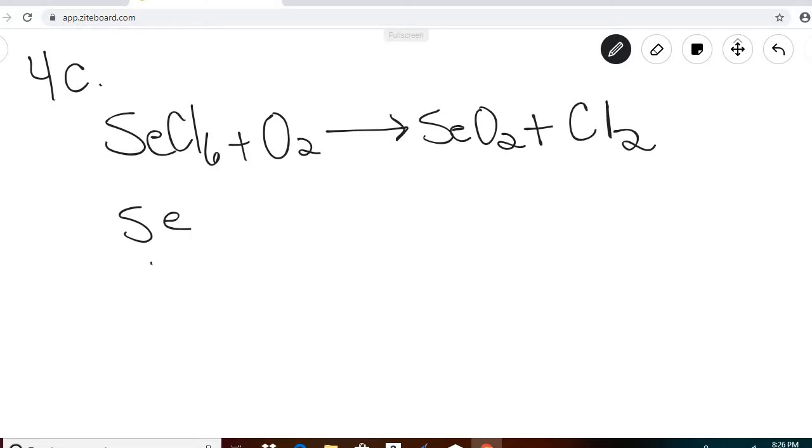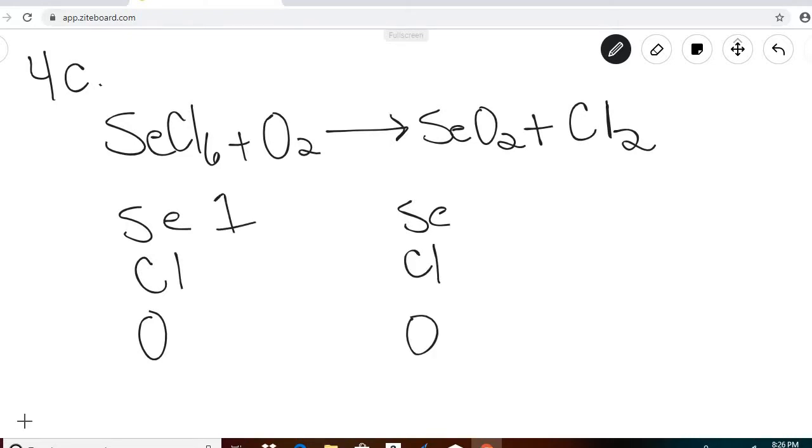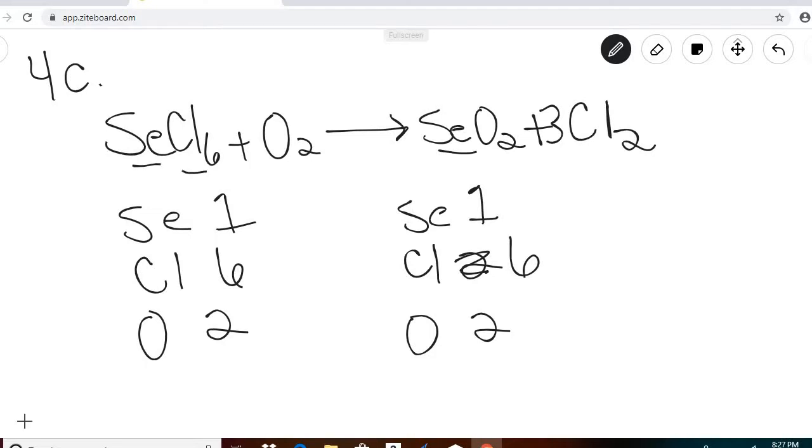Okay, so then we have selenium, chlorine, and oxygen on each side. So we start out with 1 selenium on each side. We have 6 chlorines over here. We only have 2 over there. And oxygens, we have 2 and we have 2. So we can fix those chlorines by going like this. That gets that there, and I believe that's all we need to do for that one. Selenium's 1, 1, chlorine 6, and 3 times 2 is 6. And the oxygens are 2 and 2. So that one is balanced.